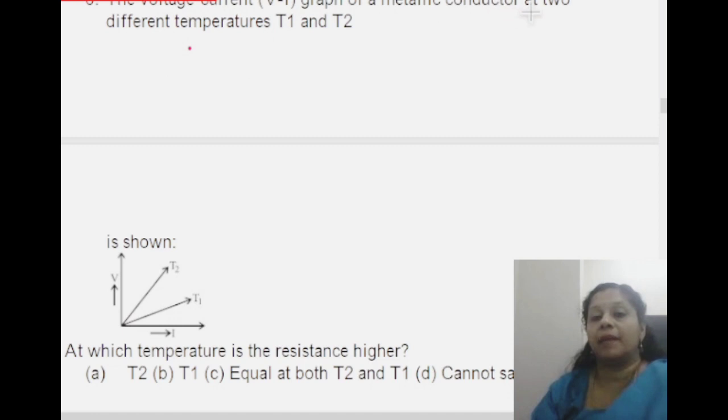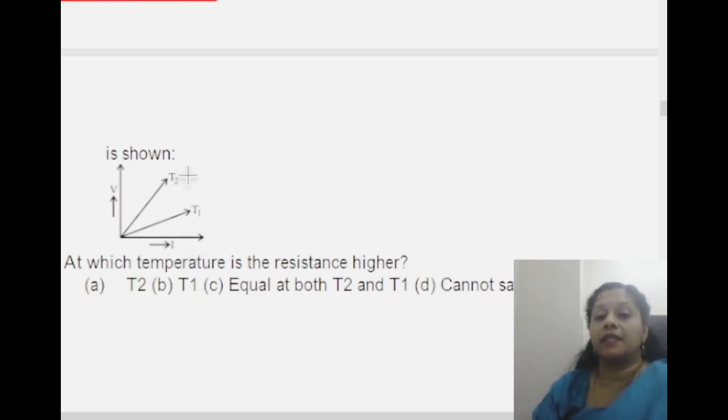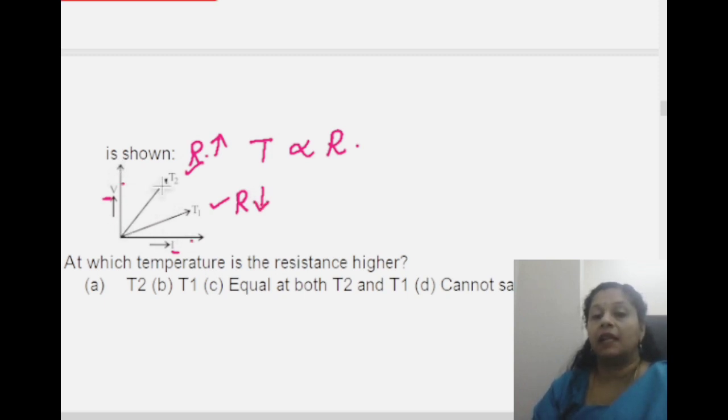The voltage-current VI graph of a metallic conductor at two different temperatures T1 and T2 is given here. In this graph you can see T2 and T1, these are two temperatures, and V is on this axis and I is on this axis. We know that when temperature increases, resistance also increases. So this one has high resistance and this one has less resistance. In a VI graph, the line which is closer to the V axis will have high resistance, because V by I is the resistance value, and when it is closer to V the slope of the graph is very high. So in this case T2 will be the highest.